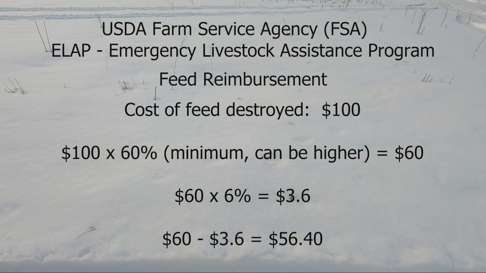So if we have a cost of $100 worth of feed that gets destroyed once again by a tornado, etc., then you're looking at a 60% minimum. It says it can be higher, but a 60% minimum, which would be $60 for that $100 lost, minus the program fee of 6%, $3.60, and you end up with $56.40. That's something. That's about half of what you lost.